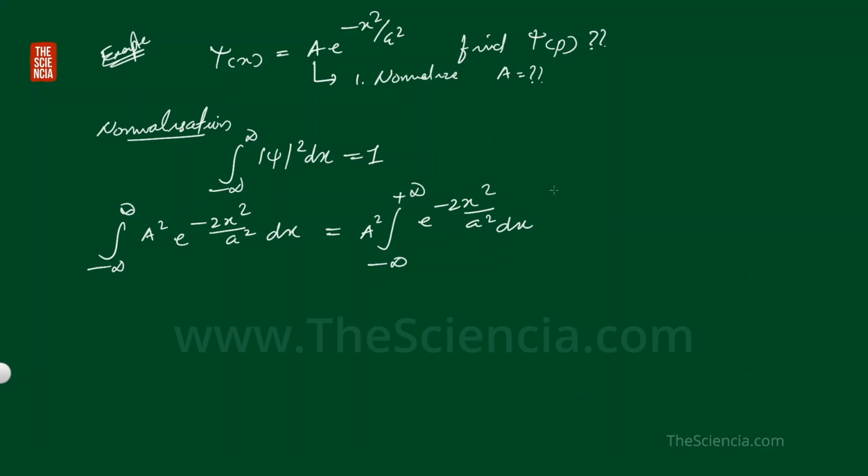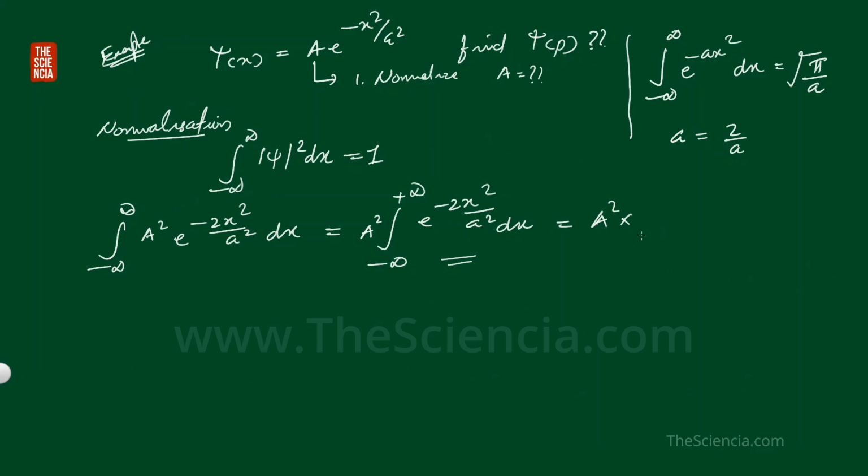We already discussed some equation. I already told you the solution of this integral. What is that? That is integral minus infinity to infinity e raised to minus a x square dx is equal to root pi by a. Okay, here in this case a is equal to 2 by a square. So this will be equal to a square into root pi by a, that is here a is 2 by a square, that is pi a square, right?